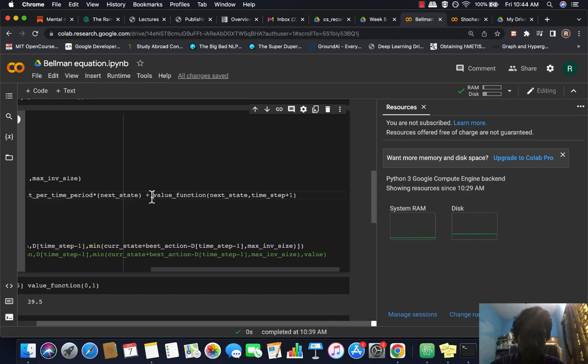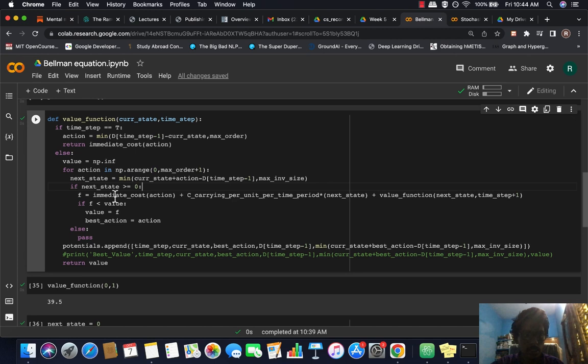If you look at the expression more clearly, this is the immediate cost plus the carrying cost of holding an inventory from t to t plus one, an inventory of value equal to the next state between time t and t plus 1. This is the inventory holding cost, and this is the immediate cost of placing an order, and this is the value function of the next state st plus 1 comma t plus 1.